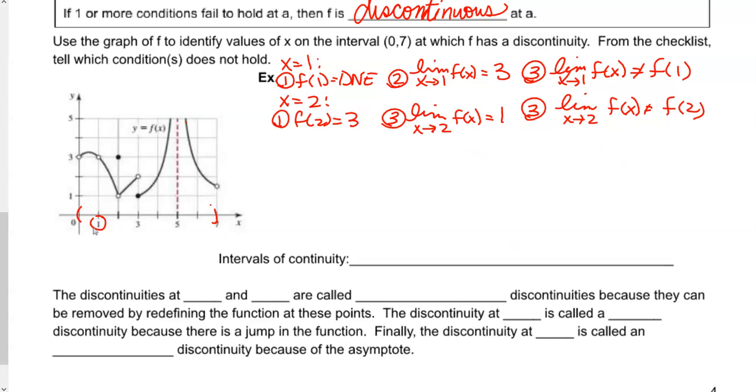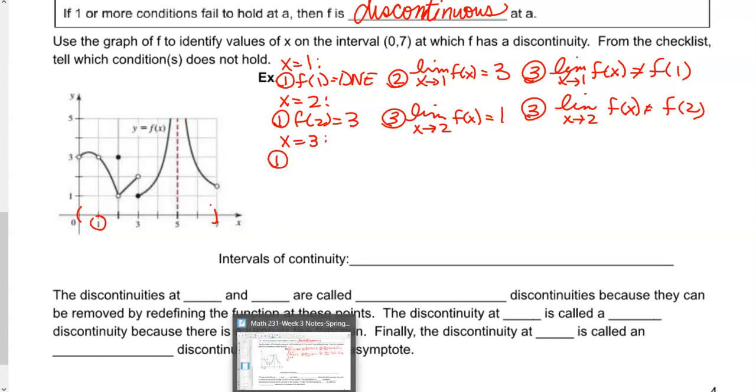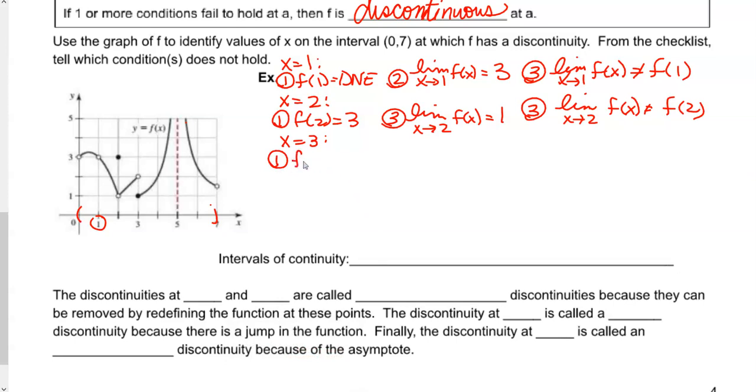All right, so there's x equaling 2. Let's move over to x equaling 3. Notice here, I've got a little jump right there. So let's look at x equaling 3. Which of our conditions does not hold true to make that discontinuous at x equaling 3? So let's look at f of 3. f of 3, where's that dot? Where's the solid dot? It's right there when y equals 1. So f of 3 equals 1.